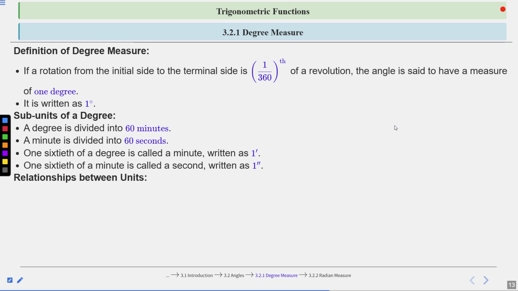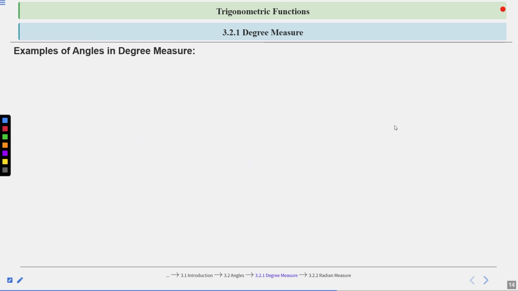Now the relationship between units. From above, we have 1 degree equivalent to 60 minutes, and 1 minute is equal to 60 seconds. Clear? Now examples of angles in degree measure. Simple.